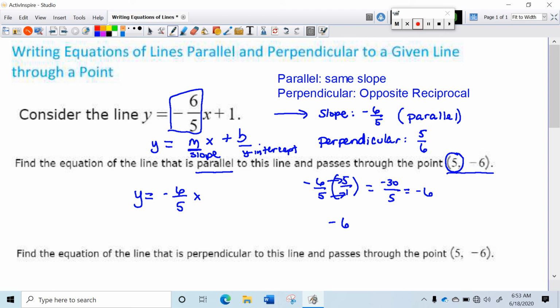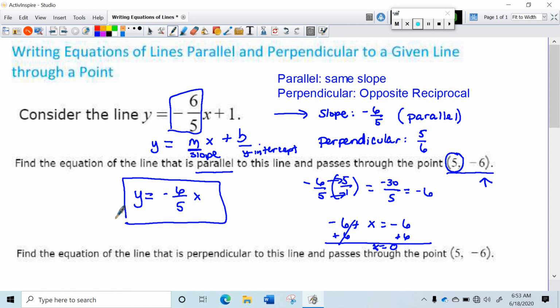And I'm going to figure out what I need to do to get to the y value. So I'm going to add 6 to both sides. 6 take away 6 is 0. That means that I could put plus 0 here for b, but if it's 0, it doesn't exist. So y equals negative 6/5 x is the parallel line going through the point (5, negative 6).